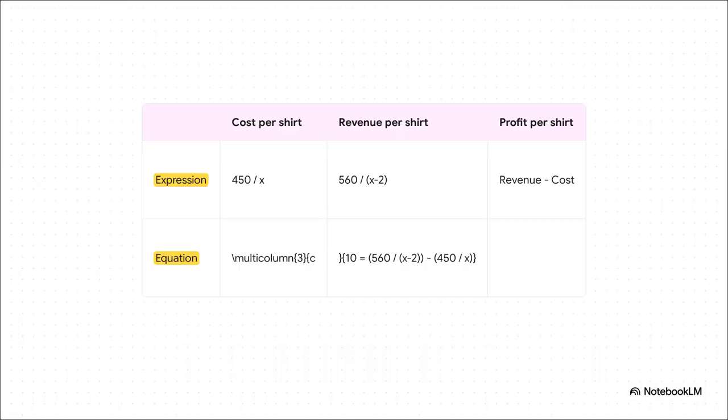And this is how we break that story down into math. It's actually pretty logical. Let's say x is the number of shirts she started with, okay? The cost for each shirt, well, she spent $450 total, so that's $450 divided by x. The money she made on each shirt: she made $560, but she sold x minus 2 shirts, so that's $560 divided by x minus 2. And the problem tells us the profit on each shirt was $10. And what's profit? It's just revenue minus cost. So there it is, our equation is 10 equals the revenue per shirt minus the cost per shirt. We literally just built the equation right out of the word problem.